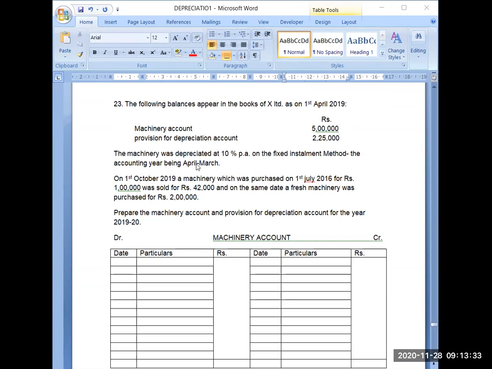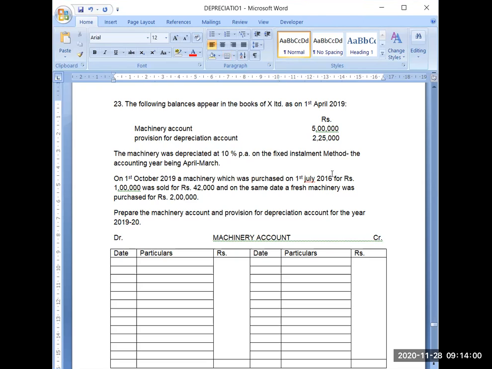The machinery was depreciated at 10% per annum on the fixed installment method. So the method is straight line method. The accounting year being April to March, so your financial year is your accounting year. On 1st October 2019, a machinery which was purchased on 1st July 16. Now you can see the question has given you the balances of the year 2019, but it is discussing a machinery which has been purchased on 1st July 16.